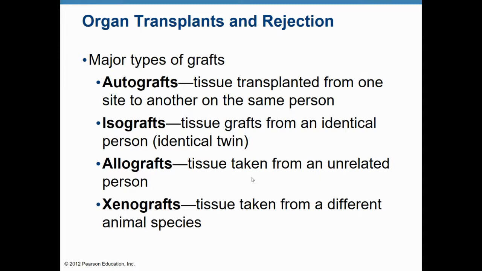Then there are isografts, and isografts are going to be when tissues are grafted between identical twins. Identical twins have the same DNA, so you should be able to transplant tissues relatively easily without any chance of rejection. Then there are allografts, and allografts are the most common. That is when tissue is taken from an unrelated person. And there are xenografts, and xenografts are when tissues are taken from a different animal species. And xenografts are almost never successful. They've had some limited success with heart valves.